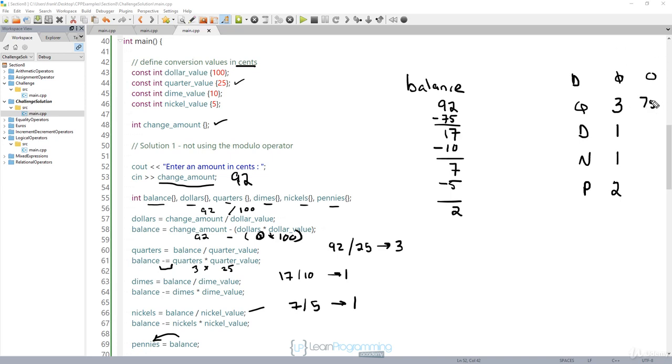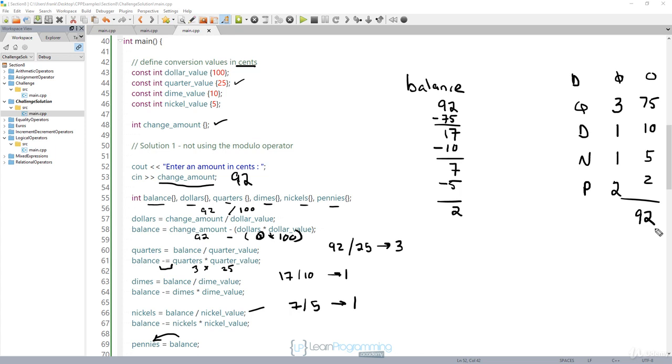This will give me the 75. This will give me 10. 1 times 10, 1 times 5, and 2 times 1. If I add all those guys up, I should have 75, 85, 92. Exactly what I expected. Okay, so that gives you an example of one way to approach this.